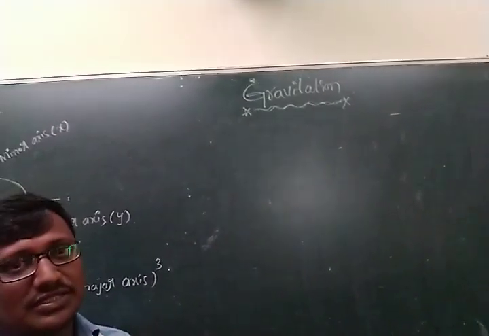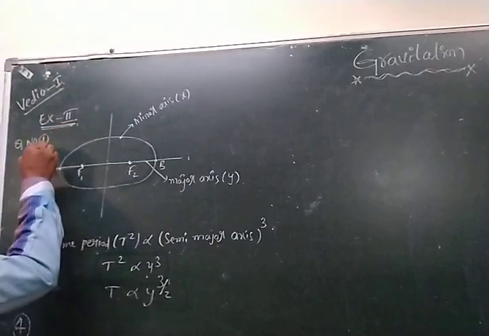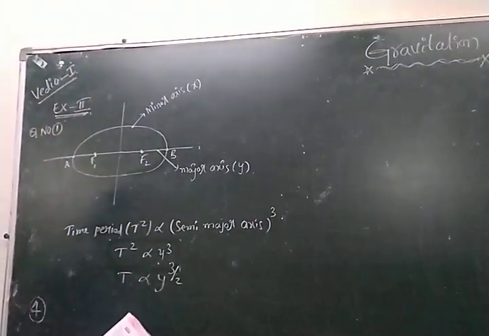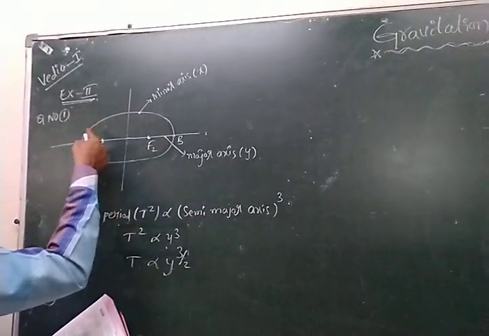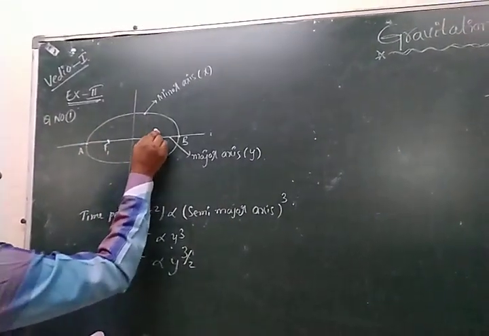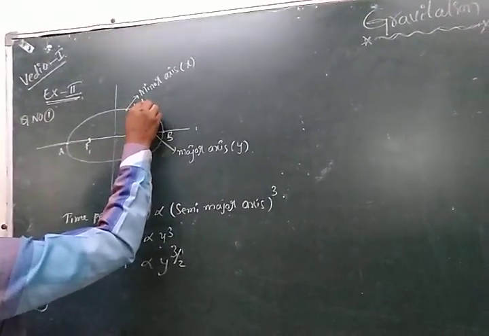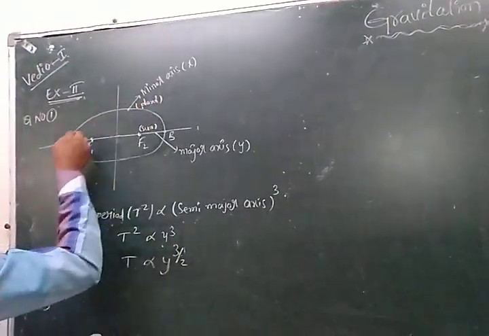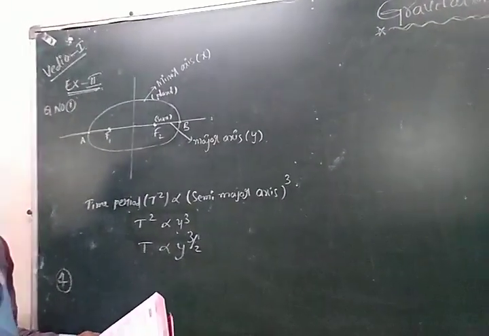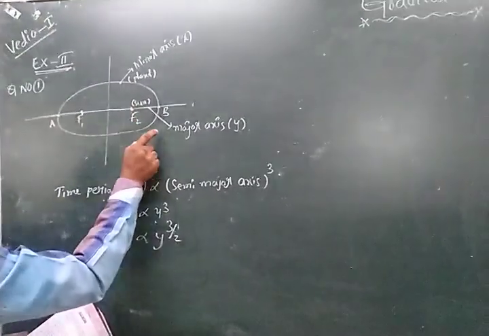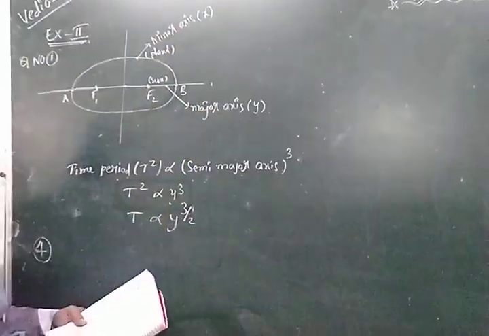Today we are discussing the topic of gravitation. Exercise 2, question number 1. Here a planet is given, this is the planet, that revolves around the sun. This is, say, the sun. Here is the planet. The planet revolves around the sun in an elliptical orbit of minor and major axis, x-axis and y-axis respectively.